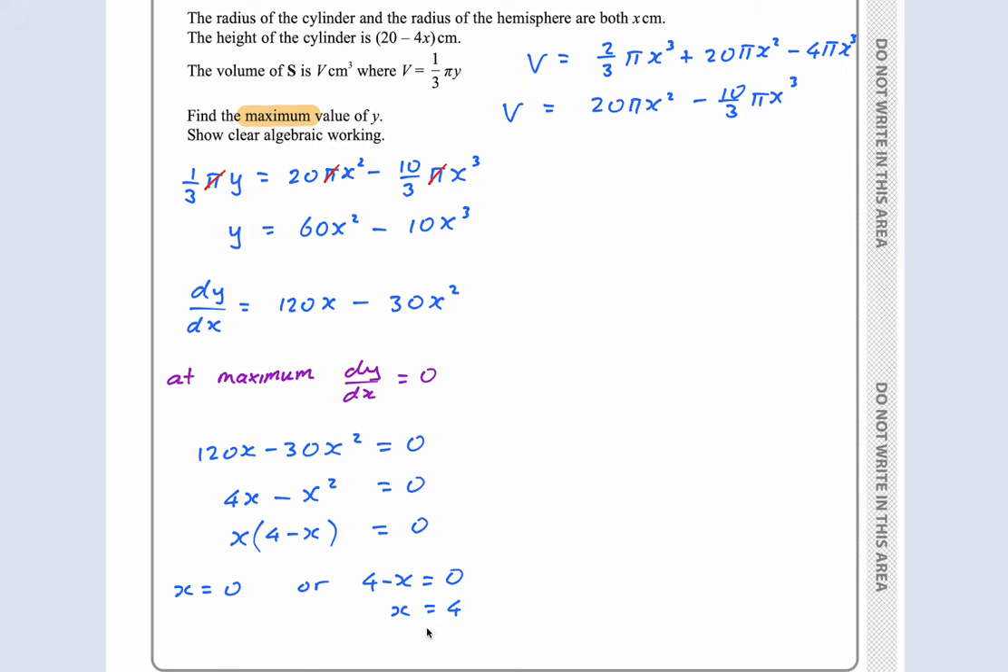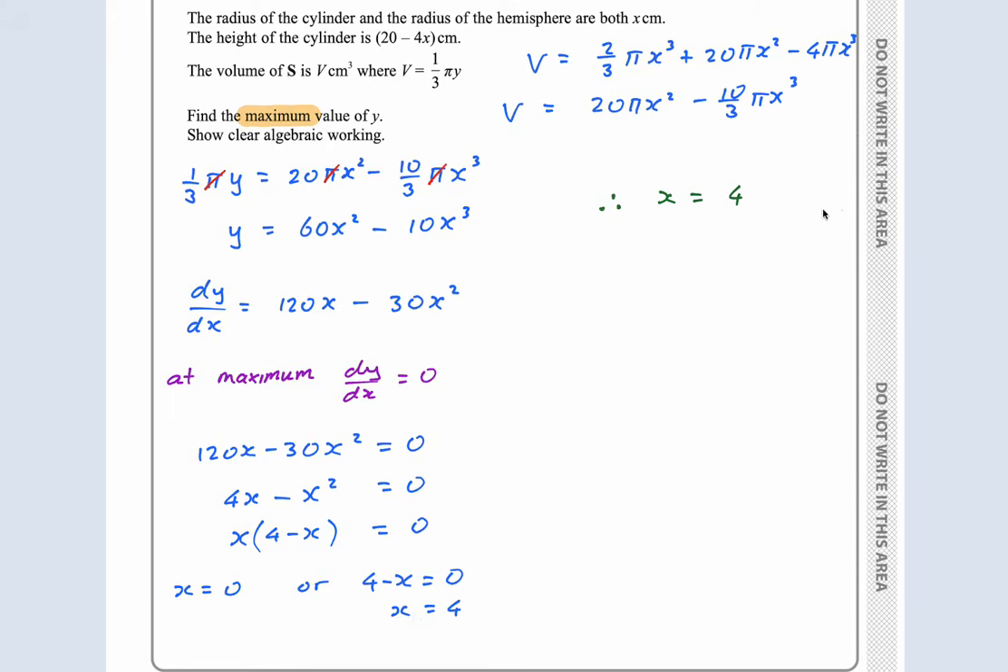So x equals 4. This has to be my answer, because obviously if x was 0, that would mean the radius is 0, which wouldn't be anything. It wouldn't even exist. So x has to be 4. So I'll just say therefore, I'll do it up here. Therefore, x equals 4. Now that's the value of x that gives you the maximum value of y.